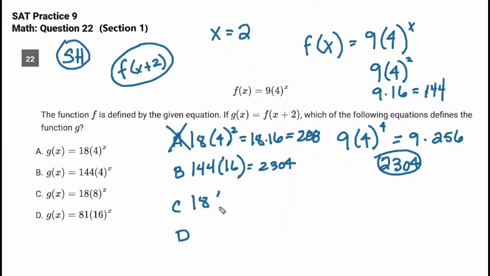18 times 8 squared, so 18 times 64. Calculator math. It's 1152. What do you think about that? It's gone. And then this is 81 times 16 squared. That's 256 times 81, which is 20,000 and something. It's obviously too big.